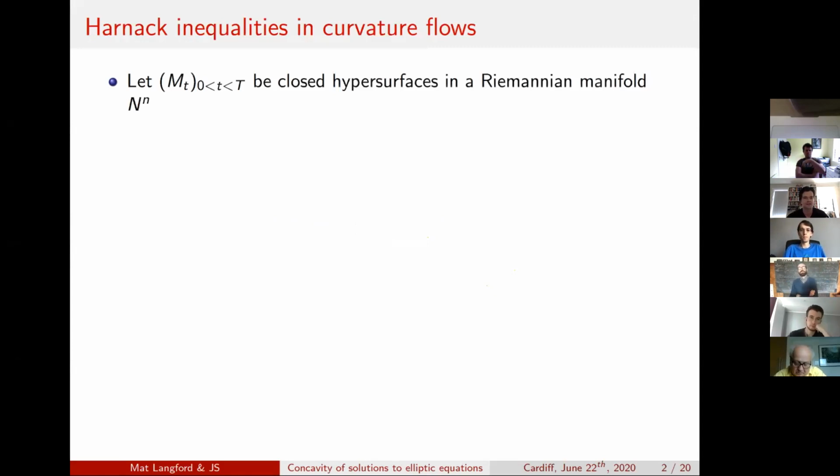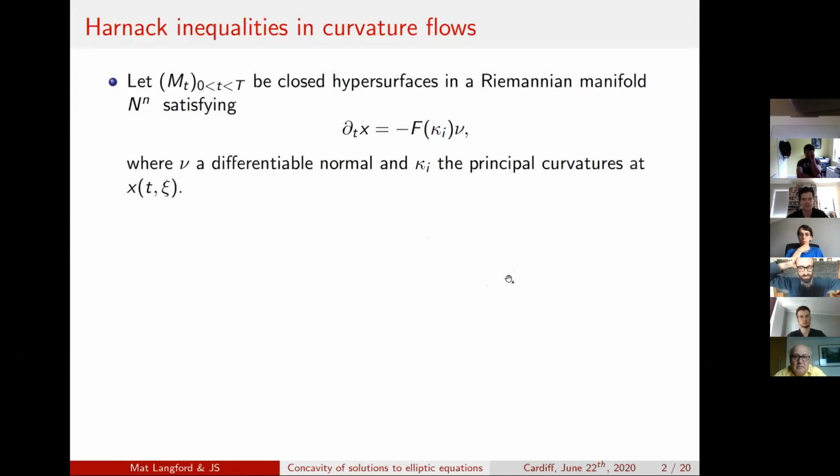In the general setup, we have a sequence M_t of closed hypersurfaces in a general Riemannian ambient manifold, which we call N, and the dimension is n, which is usually assumed to be greater or equal than 3, so that we actually have a surface. And this family of hypersurfaces is moving according to this evolution equation. So X denotes the point in the ambient space. You can think of X as the embedding of the hypersurface.